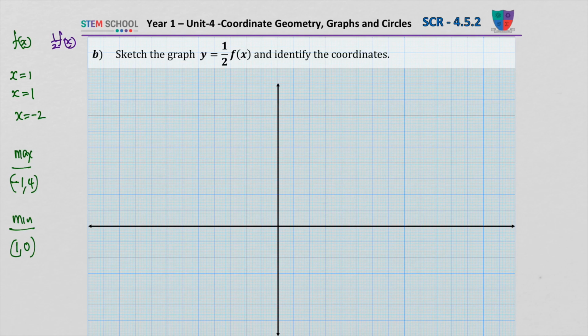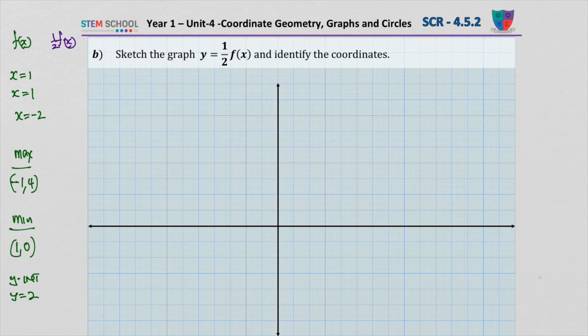Now to find a half f(x), that means we're not changing x. X stays the same, but what we're changing is the y values. So the intercept will be affected. The intercept was y equals 2, so the y-intercept will be affected. The maximum value 2 will be affected. 0 over 2 will not be affected, so it will still be 0. So the new coordinates here will be the same. All these will be the same.